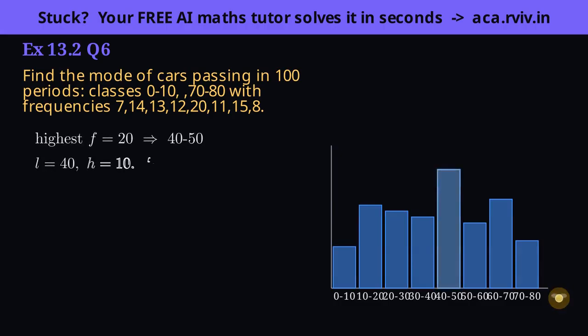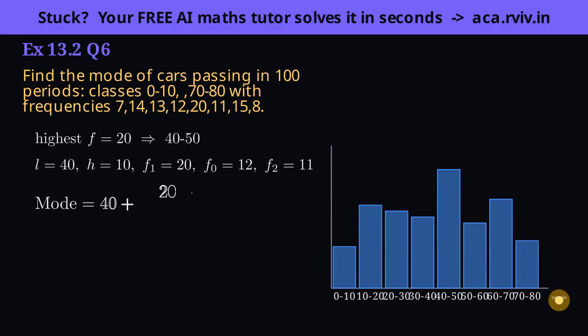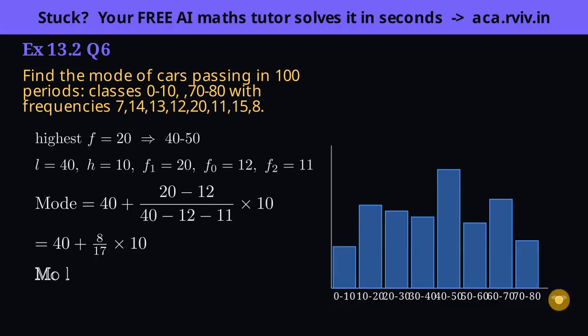This time the two neighbors are almost equal, 12 and 11, so the peak is nearly symmetric, and we'd predict the mode to settle close to the middle of the class. Substitute. The numerator 20 minus 12 is moderate, and with balanced neighbors the fraction should come out near a half. It's 8/17ths of the width 10, just under a half of the class. 8 over 17 times 10 is about 4.7, so the mode is roughly 44.7 cars.